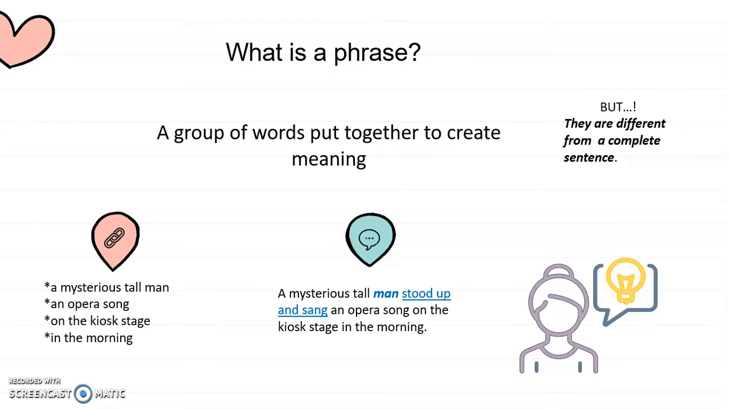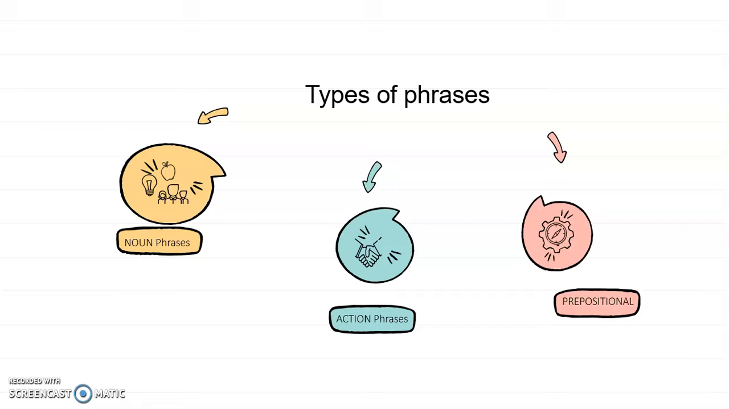So, which are the most important phrases? Noun phrases. They revolve around the noun. Action phrases. It's when a verb needs or has a direct object to create meaning. Prepositional phrases. A preposition and their complements.